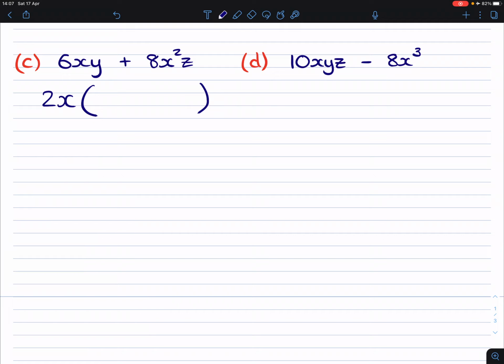And when we do 6xy divided by 2x, we will be left with 3y. And 8x squared z divided by 2x will be left with 4xz.